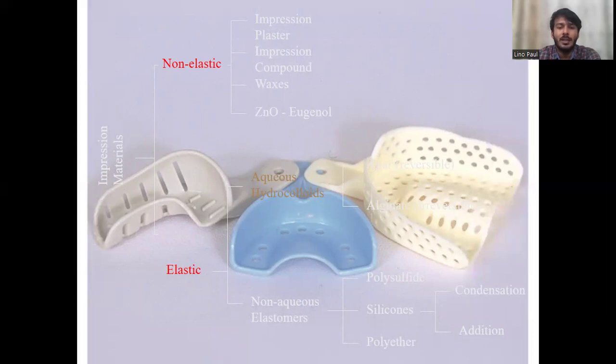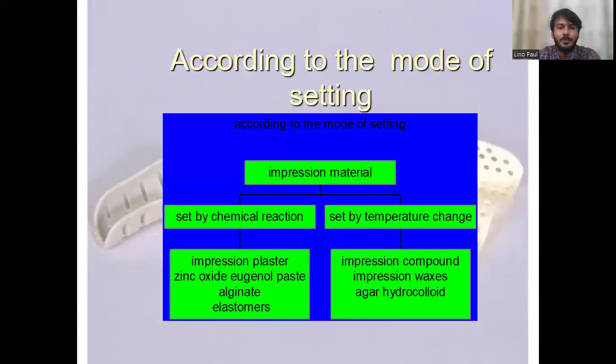Then the elastic can again be divided into the non-aqueous elastomers. The elastomers include the polysulfide, polyether, and the silicones. The silicones are condensation silicone and addition silicone.